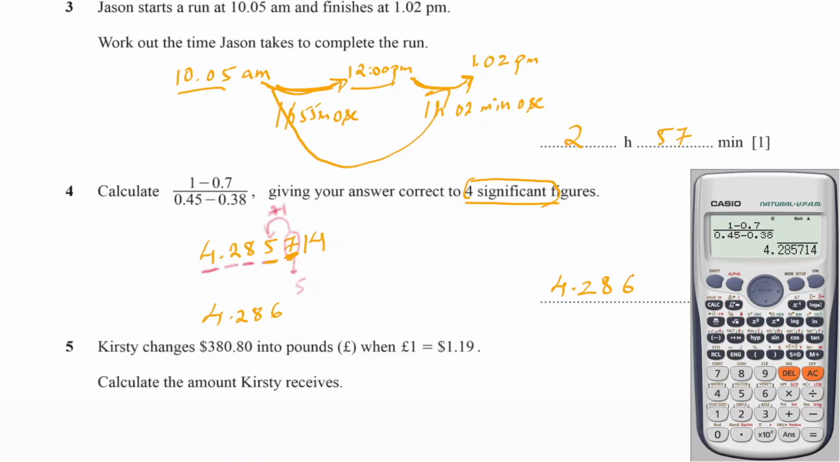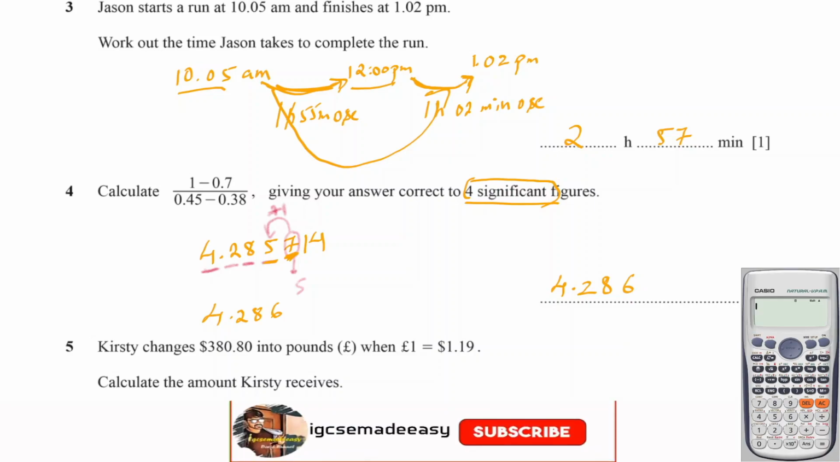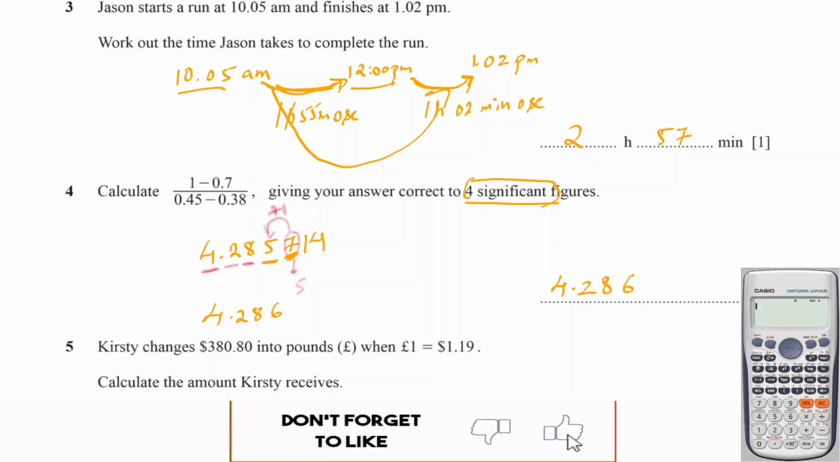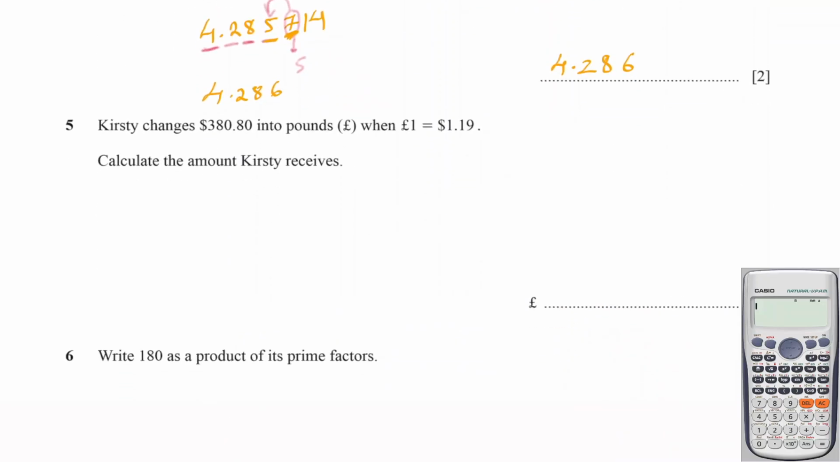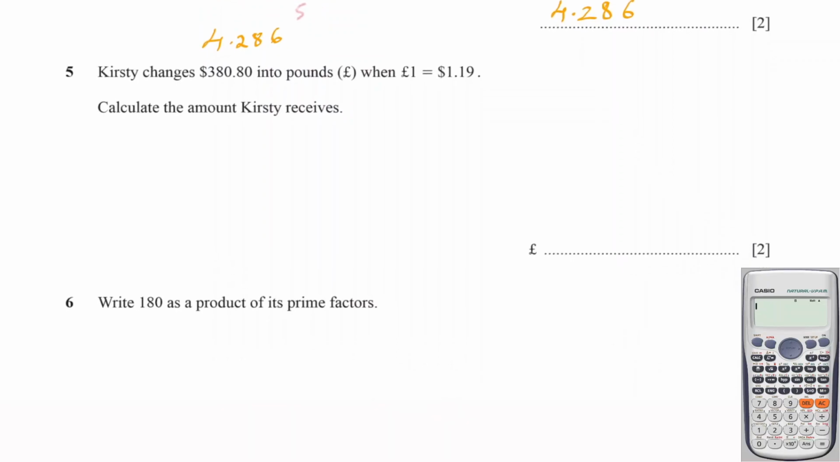So that will be a final answer. Question number 5. Christy changes $380.80 into pounds when $1 equals £1.19. So she is converting the dollar into pounds, right?